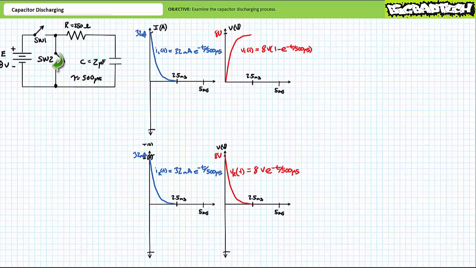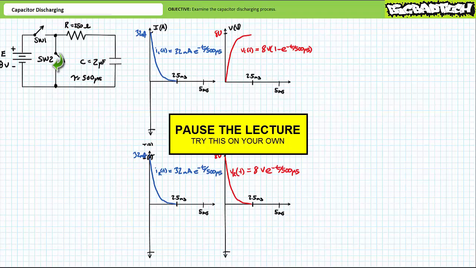Importantly, which direction does current flow, and with what polarity does voltage appear? Also, consider the rapidity at which these electrical properties change. What's the time constant for the discharge circuit? By all means, pause the lecture and think about this.